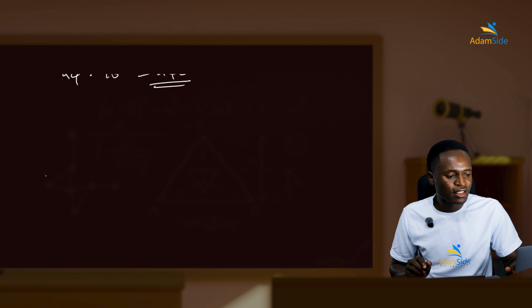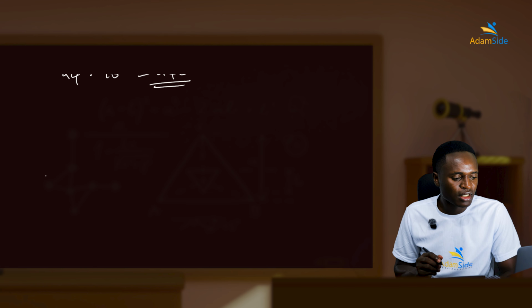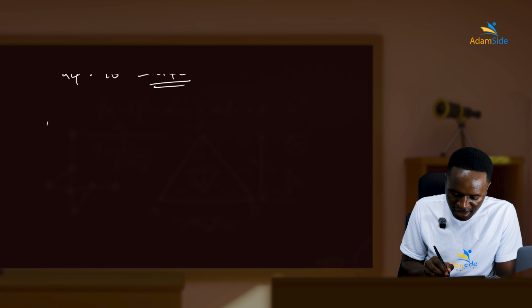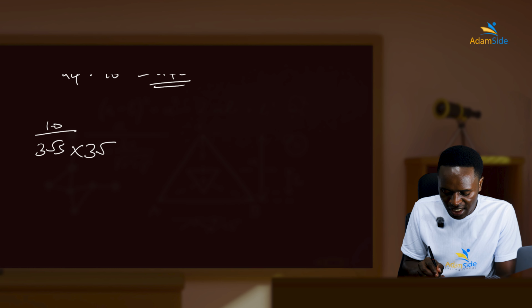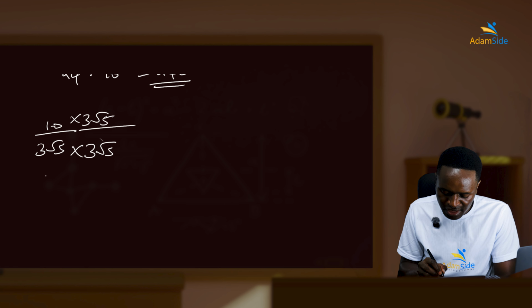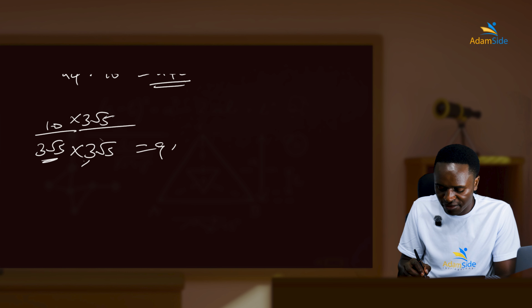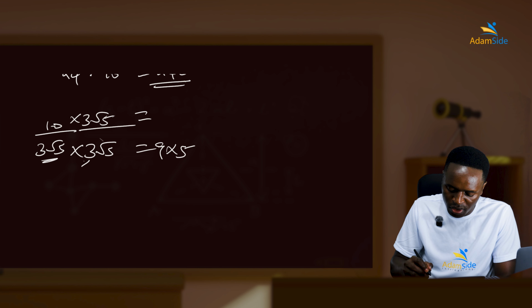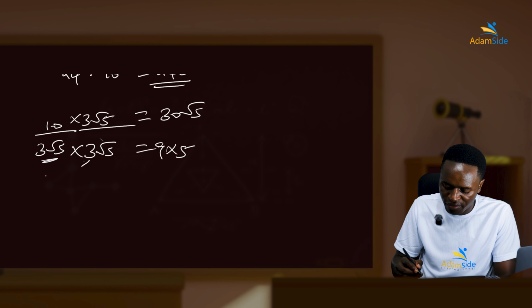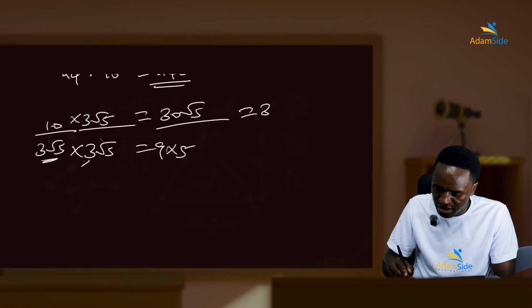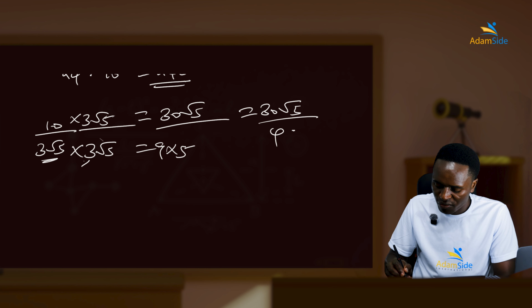And then question 18, which can also be the same. Rationalize 10 over 3 root 5. Multiply by the same, 3 root 5 over 3 root 5. Correct. When you multiply 3 times 3, coefficient by coefficient, you get 9. Root 5 times root 5 is 5. And then on top, 10 times 3 root 5 is 30 root 5. Then your answer is 30 root 5 divided by 45.